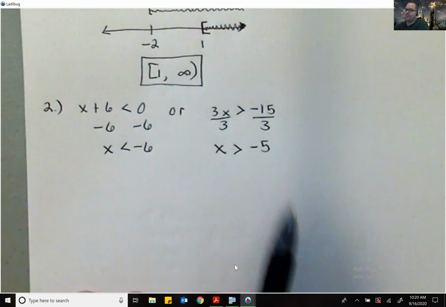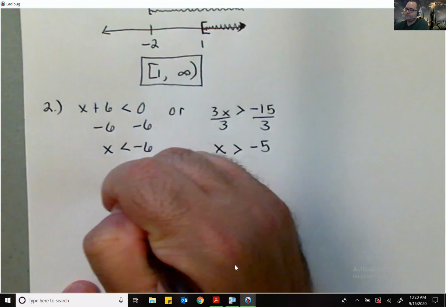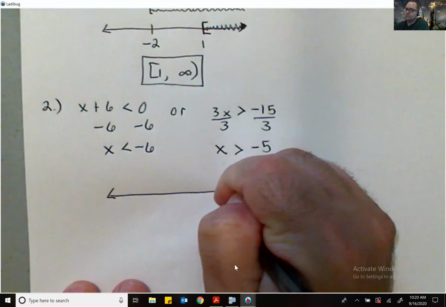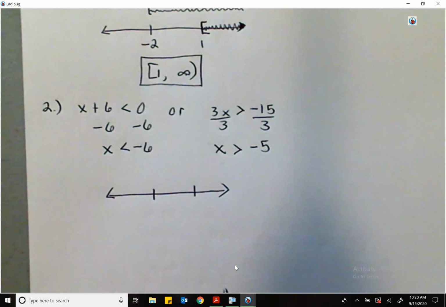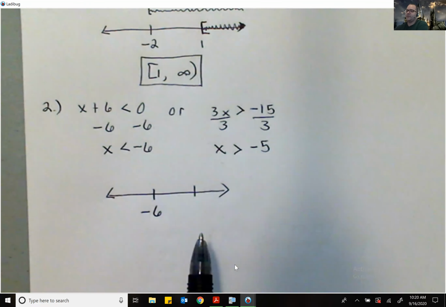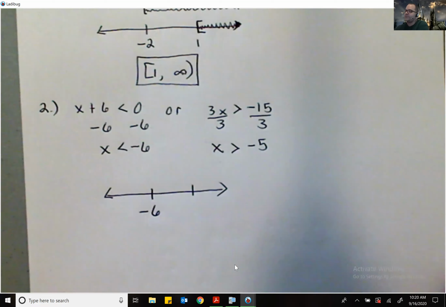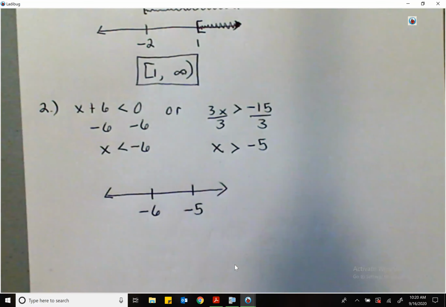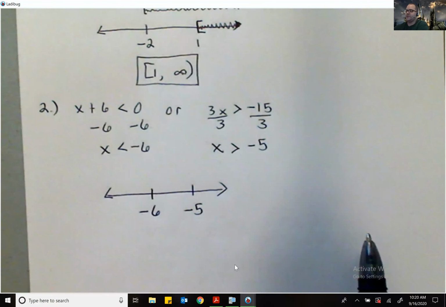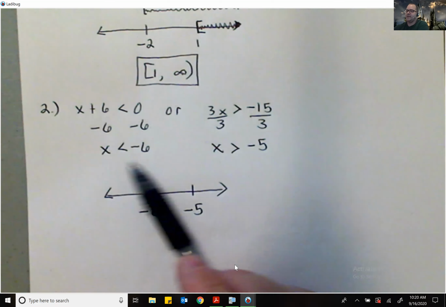All right, so all we got to do now is graph. What number goes up my left dash? -5. No. -6. Negative 6. Careful on your numbers, guys. That's one of those things that will kick your booty if you're not careful. And then the largest number is our -5. Okay? All right, now let's graph x less than -6.